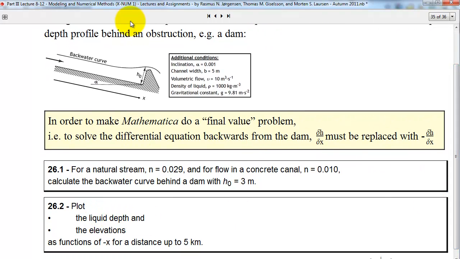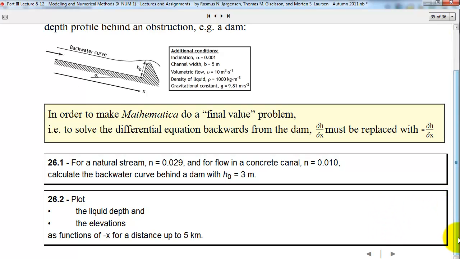plot it again, and hopefully you will end up with a plot like this, so you can see the development behind the dam, or what a dam obstacle does. And you do that for 5 cases. So I'm looking forward to seeing you tomorrow and seeing if we can break these problems together.